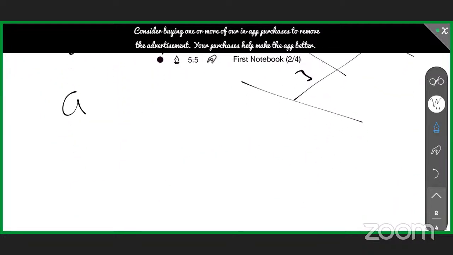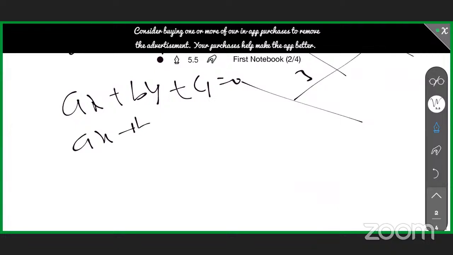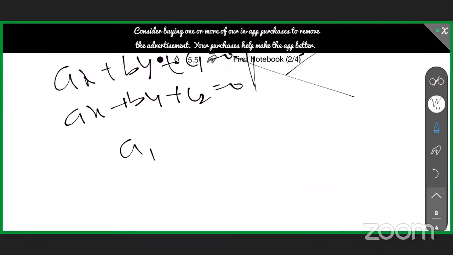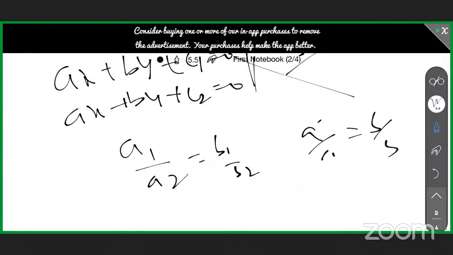When my x and y coordinates are the same, c is equal to 0. Ax plus by plus c2 is equal to 0. These two lines are parallel. We know that the parallel lines condition is a1 by a2 is equal to b1 by b2. Since a by a is equal to b by b, it is a 1:1 ratio.